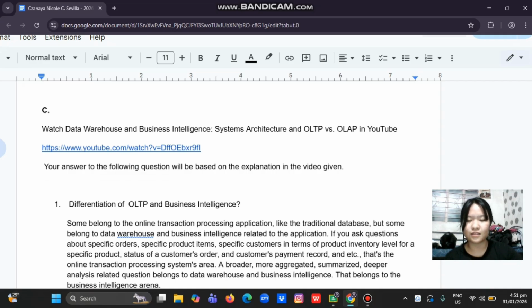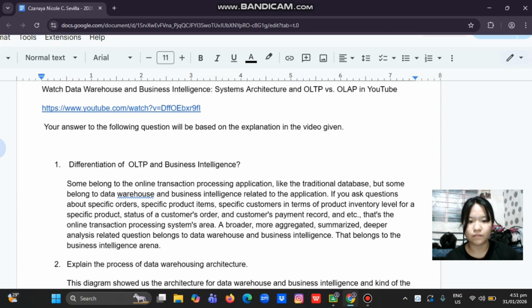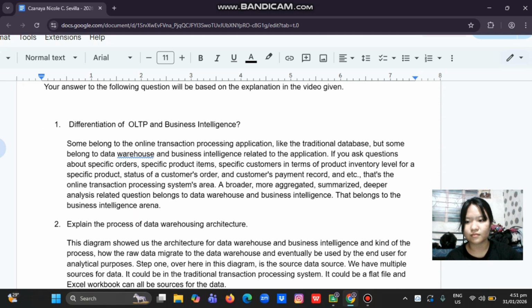Data warehouse in business intelligence, system architecture, and OLTP versus OLAP. Number one, differentiation of OLTP and business intelligence. Some belong to the online transaction processing application like the traditional database, but some belong to data warehouse and business intelligence related applications.